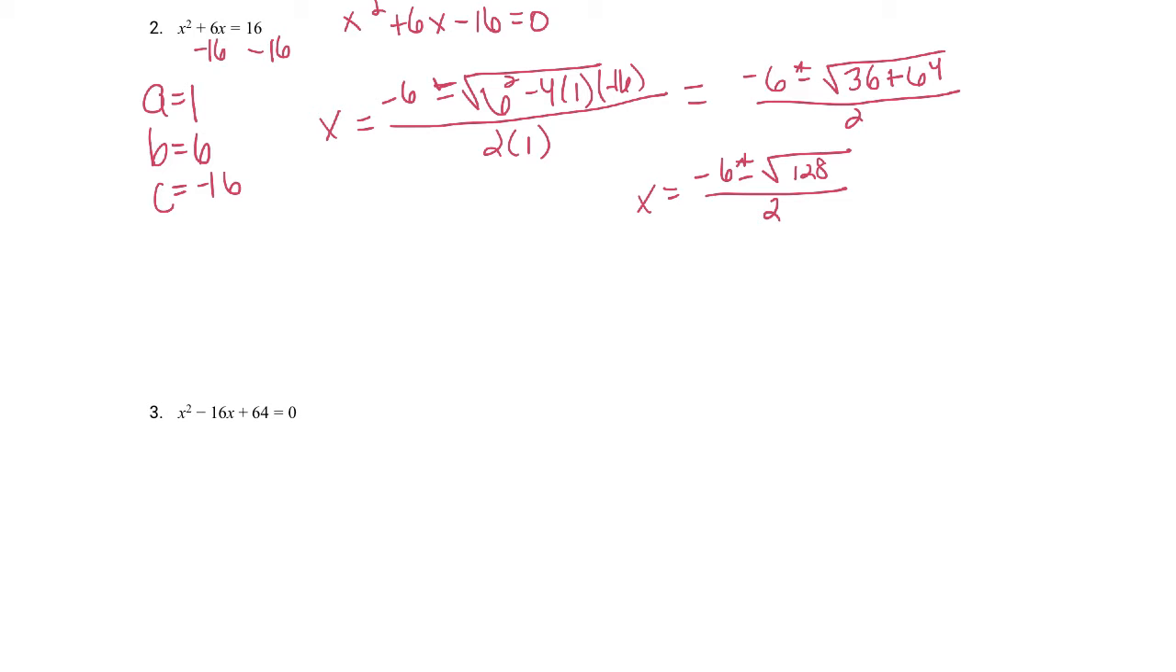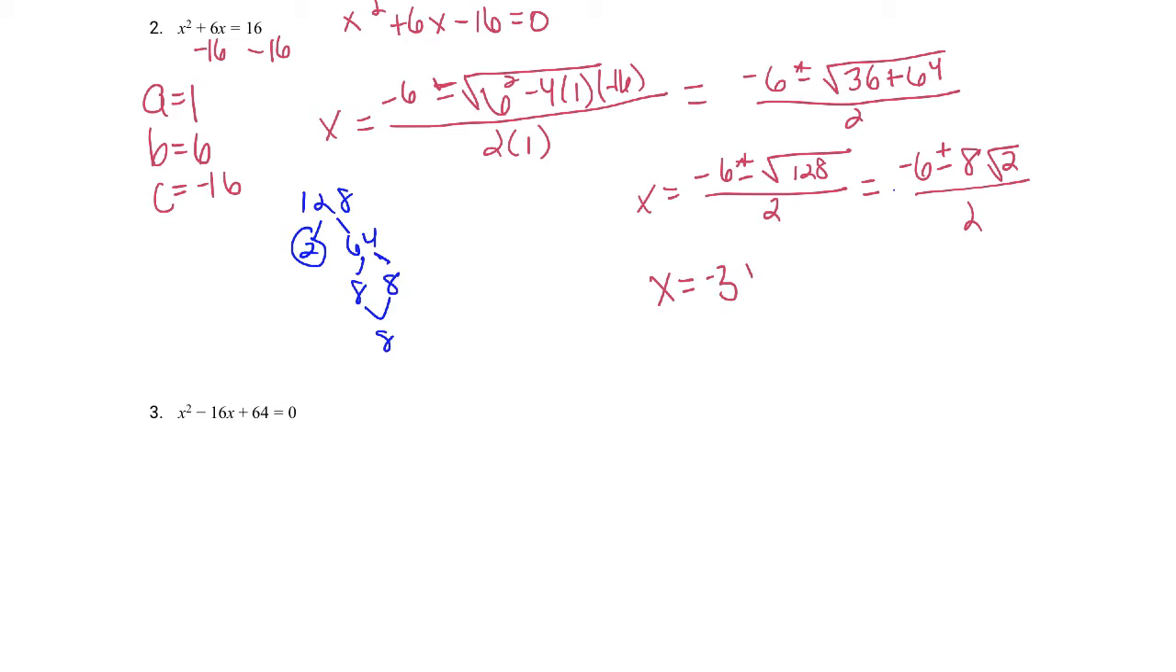Something we can divide 128 by. Well, we know 2. So 128, I've got 2 and 64. 64 is a perfect square. That's 8 times 8. That's a pair, right? 2's left. So this is going to be negative 6 plus or minus 8 times the square root of 2 over 2. I can simplify just a smidge more. Negative 6, 8, and 2 are all divisible by 2. So this is going to become x equals negative 3 plus or minus 4 times the square root of 2.